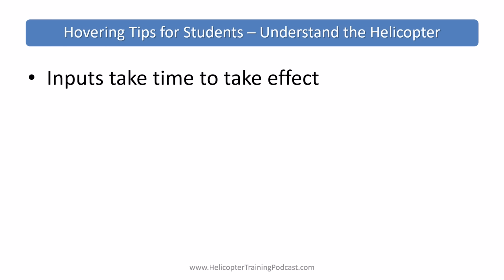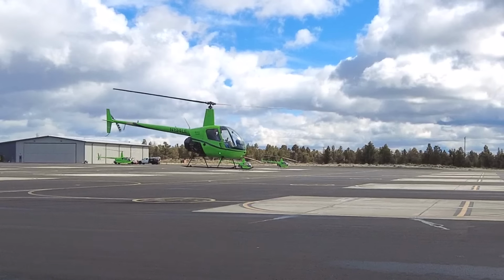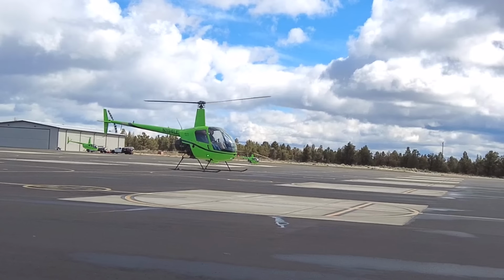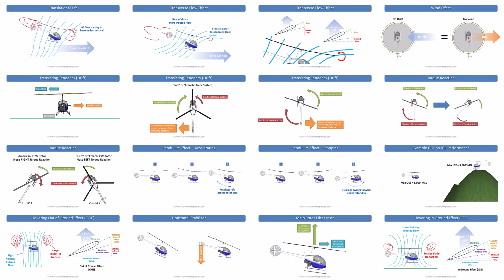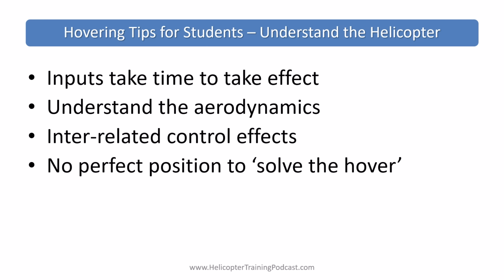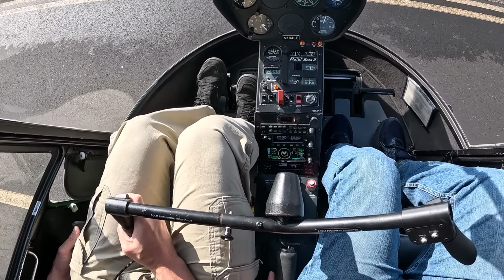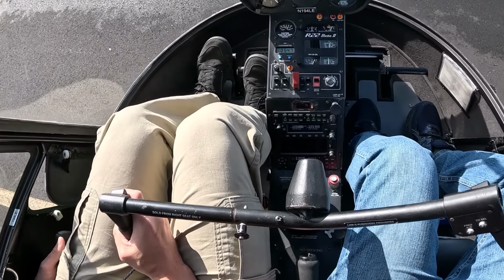Understand that there's delays in the system because of inertia. Recognize how the inputs can take a little time to affect the aircraft. Otherwise you get into this over-controlling oscillation. Understand the aerodynamics and the interrelated control effects. We've sort of talked a little bit about those. Remember, there's no perfect control position to solve the hover, to stop all movement. There's always going to be constant small corrections.